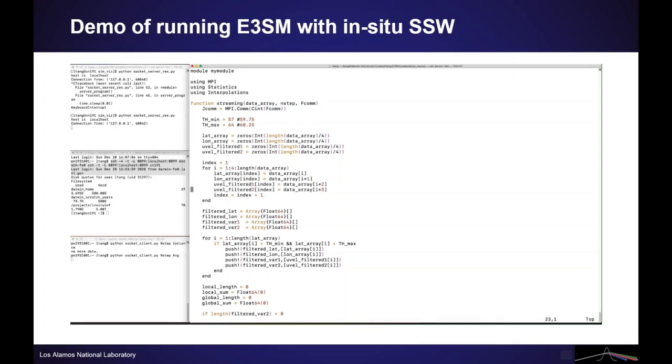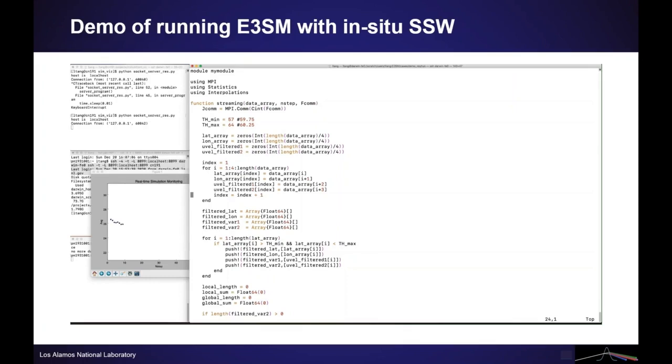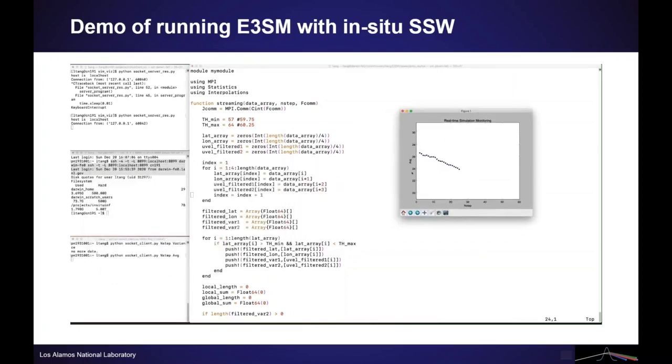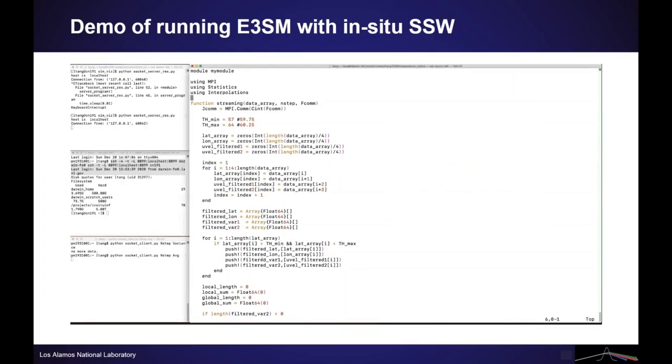In the SSW code in the right box, the SSW code first estimates a partial sum of zonal wind values and locations, and then uses a global reduction. So the real-time plot shows you the final SSW values computed by this Julia function.